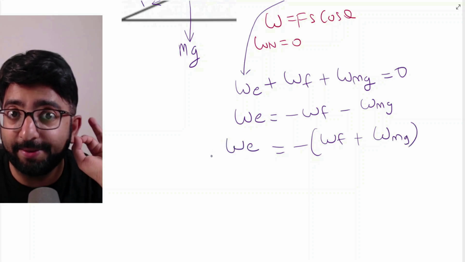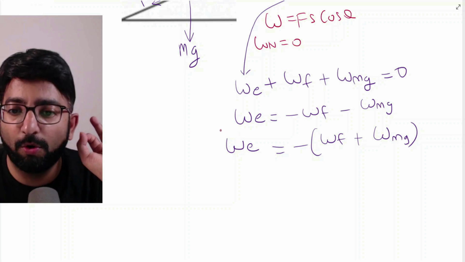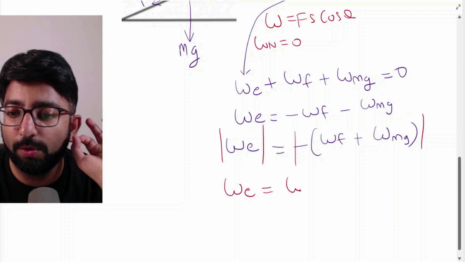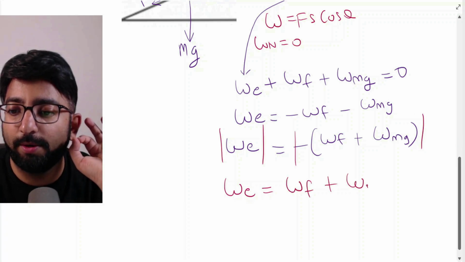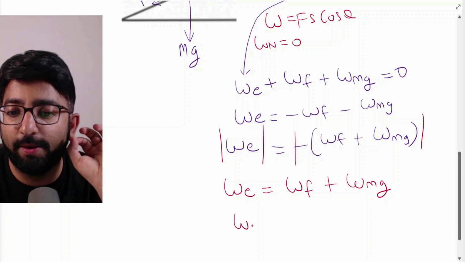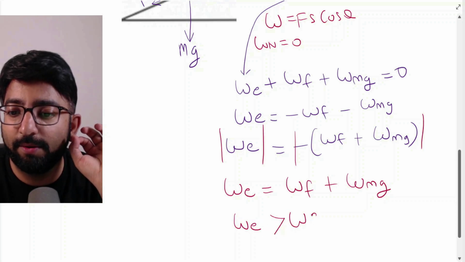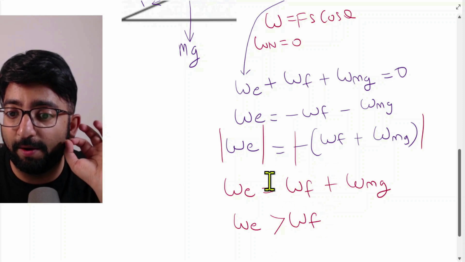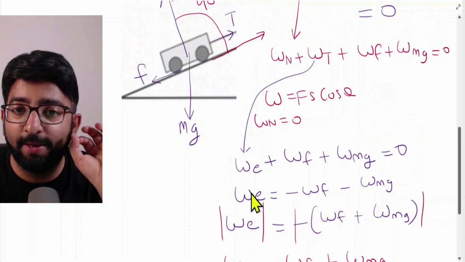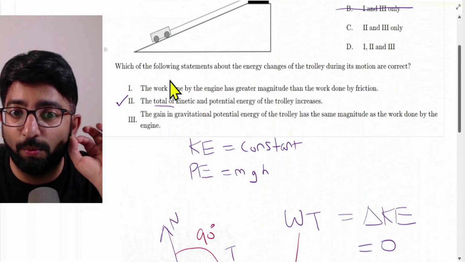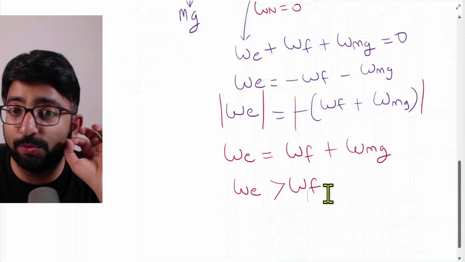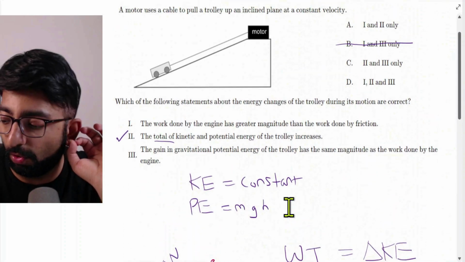Now, if we take the magnitudes only on both sides, let's take mod on both sides. So the negative sign we will ignore. The work done by engine will be equal to work done by friction plus work done by the gravitational force. These are only the magnitudes. Hence, we can deduce that the work done by the engine is greater than the work done by the friction, since in the equation we have WF plus something, the engine work will be greater than the frictional work. Statement 1 states that the work done by the engine has a greater magnitude than the work done by the friction, and that is what we proved. Hence, statement 1 is also correct.